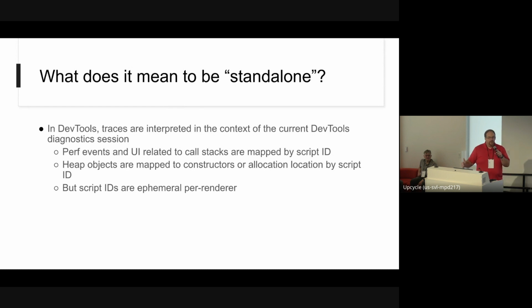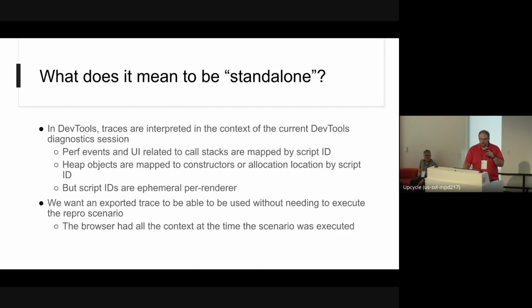And the problem is that script IDs are ephemeral per renderer. And so every time you change a process, or if you don't repro your process in exactly the right way, your script IDs can be off. And in the best case, you just don't get a link back to the script. And so it's really difficult to go back and try to drill into what the root cause is. We want an exported trace from whatever this is to be able to be used without needing to execute the repro scenario. So the browser had all of the context that was necessary at the time that the scenario was executed. So can we capture that information?